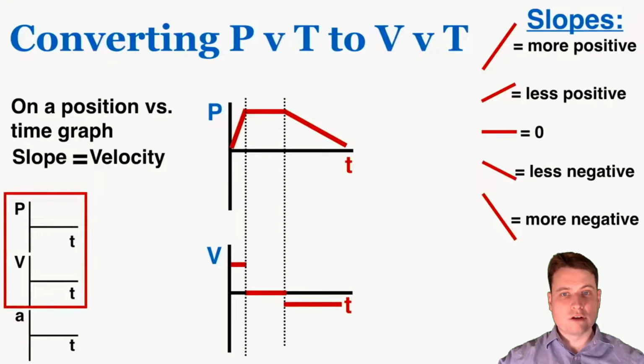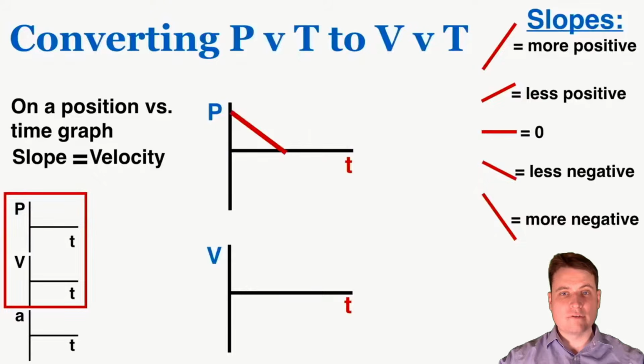And as a reminder, if you need help translating, you can always draw these vertical lines. These just show different time intervals. They don't really mean anything physical beyond that. So if you're having trouble seeing where the graph changes from one to the next, drawing those lines between the graph can definitely help.